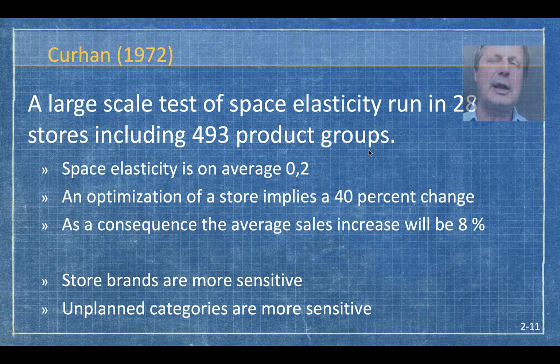This is actually what you get on average when you just adjust the shelf to be in line with the market shares. In the Curhan paper, he found that store brands are more sensitive, and that some categories, like unplanned categories, are more sensitive. I would like to add two things to that. I think store brands have, in some studies, turned out to be more sensitive. In some studies, turned out to be less sensitive.